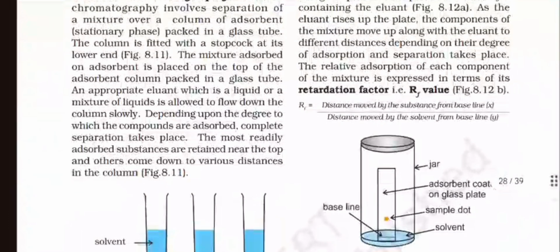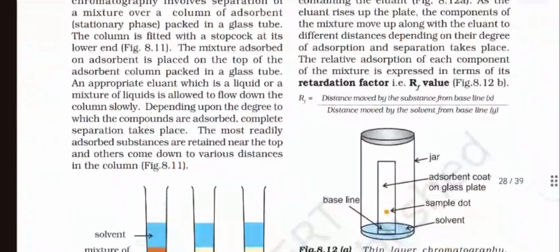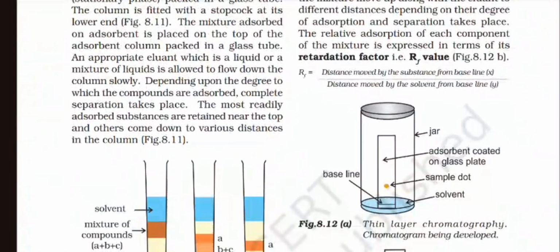Column chromatography. Column chromatography involves separation of a mixture over a column of adsorbent packed in a glass tube. The column is fitted with a stopcock at its lower end. The mixture adsorbed on adsorbent is placed on the top of the adsorbent column packed in a glass tube, and an appropriate eluent, which is a liquid or a mixture of liquids, is allowed to flow down the column slowly. Depending upon the degree to which the compounds are adsorbed, complete separation takes place.